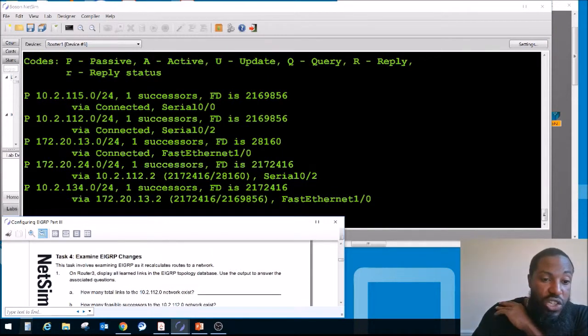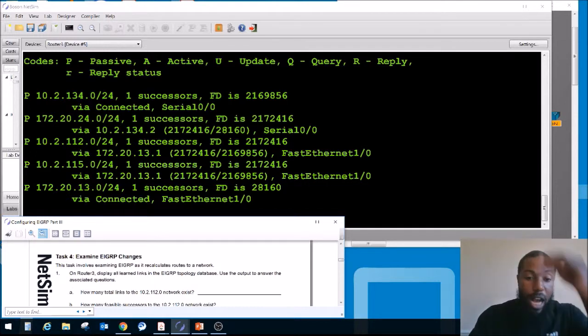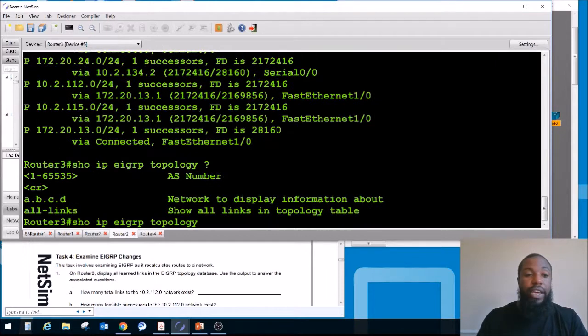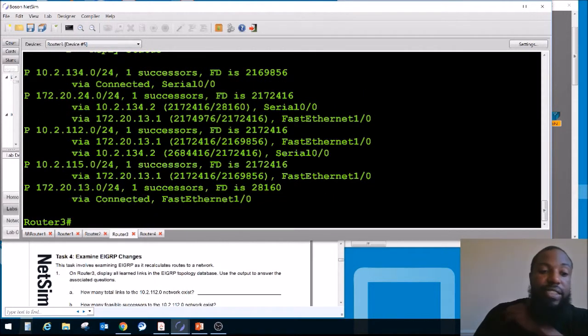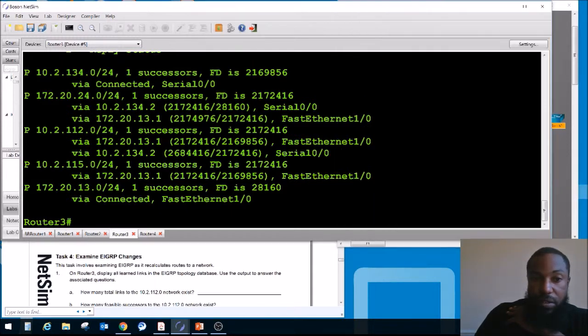Examine EIGRP changes. This task involves EIGRP as it recalculates to a network. On router 3, let's go to router 3. Display all learned links in the EIGRP topology database. Use the output to answer the associated question. How many total links to the 10.2.112.0 network? I believe show IP EIGRP topology. I think it's all links. Yep, all links. How many total links to the 10.2.112 network? 1, 2. Where are they at? Serial and then a fast interface. So serial and a fast interface. That's how we could tell.